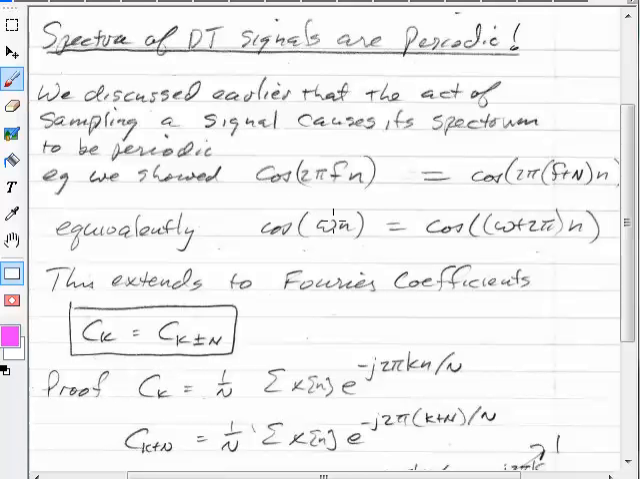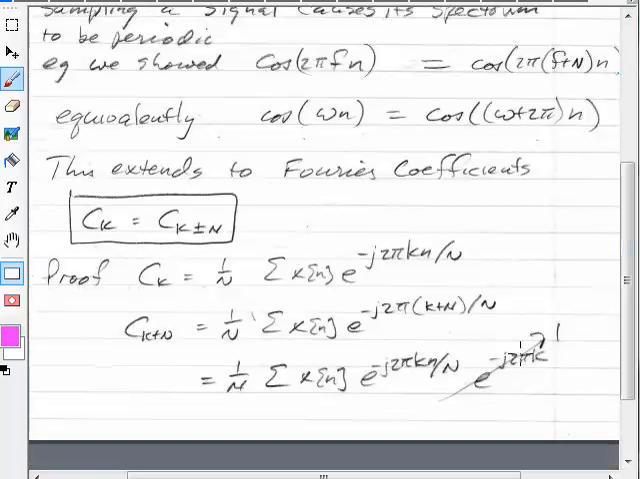And we can also say that if we replace omega with omega plus 2 pi, that's the equivalent statement. All right, so we showed that. But let's extend it to all discrete time signals. What I want to show is that the Fourier coefficients, which are a function of k, the frequency index, are periodic.